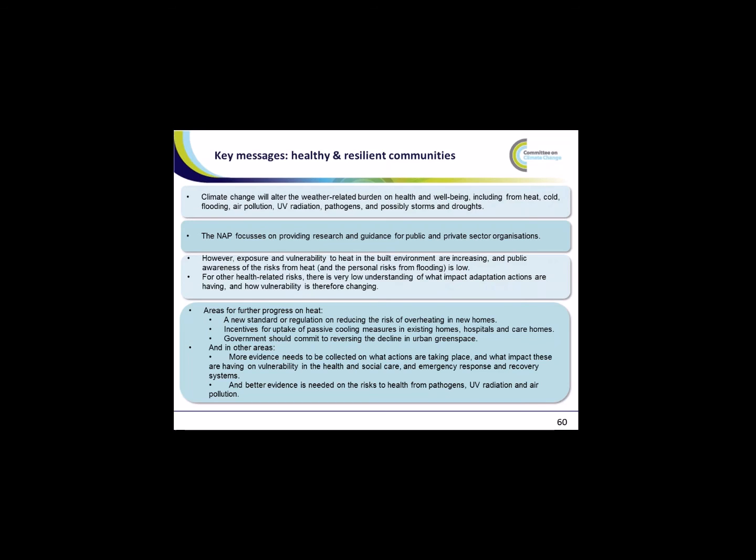And really, the other area, I guess, is the evidence, which I haven't touched on as much. But for risks like air pollution, UV radiation, and pathogens, we understand something about how climate change drives those risks. But what we really don't understand is the combination of climate change, public behaviour, and land use change, and how those combine to look at those risks. And that's something that we'll be picking up quite strongly in the next climate change risk assessment, which Daniel mentioned we're writing the evidence report for at the moment.